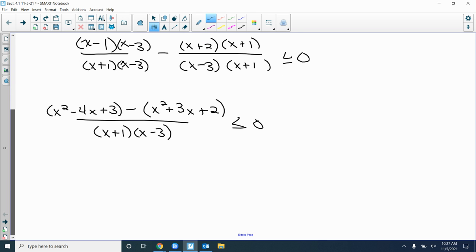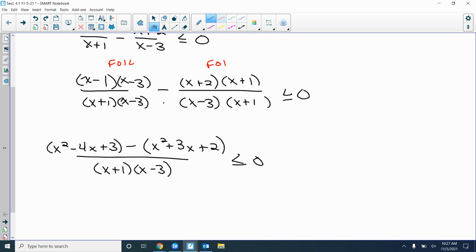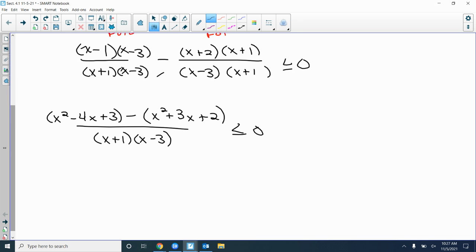All right, when you distribute that negative, what am I left with on top? You'll get a negative x squared. That'll add up to 0, right? Negative 4x minus 3x looks like I get negative 7x. 3 minus 2 plus 1 over (x plus 1)(x minus 3) less than or equal to 0.